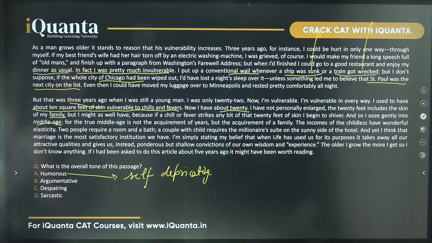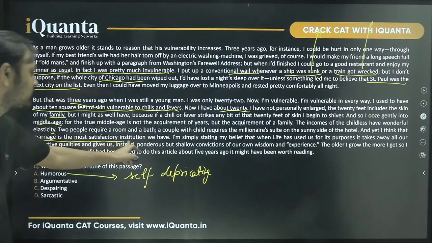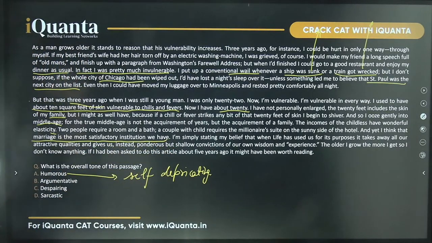The incomes of childless have wonderful elasticity. Two people require a room and a bath. A couple with child requires the millionaire suite on the sunny side of the hotel. And yet I think that marriage is the most satisfactory institution we have. I am simply stating my belief that when life has used us for its purposes, it takes away all our attractive qualities and gives us instead ponderous but shallow convictions of our own wisdom and experience. The older I grow, the more I get so I don't know anything. If I had been asked to do this article about 5 years ago, it might have been worth reading.